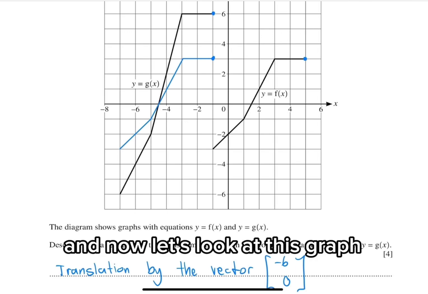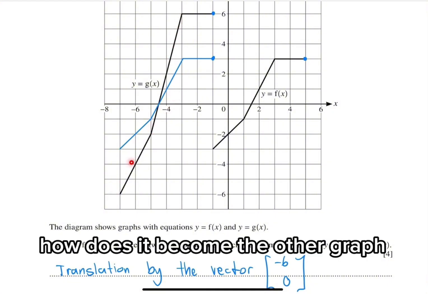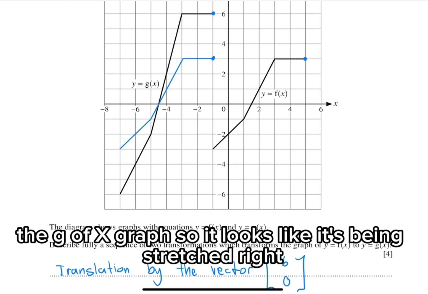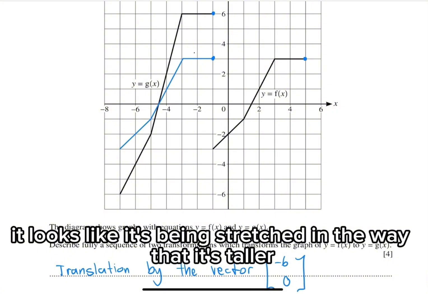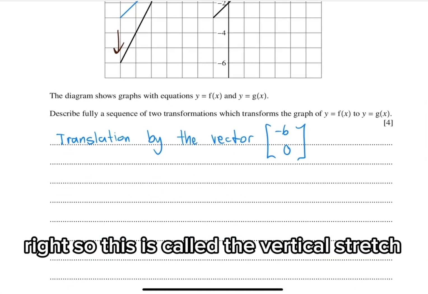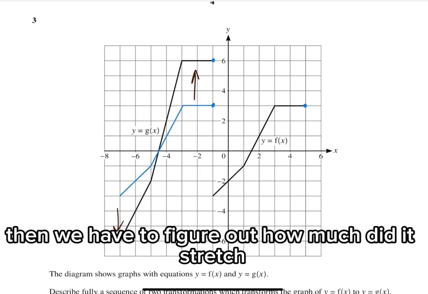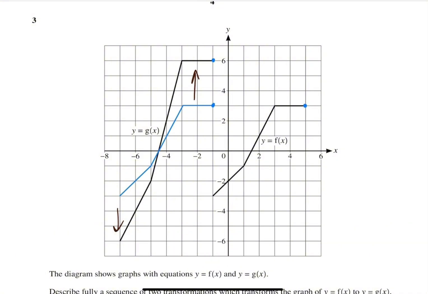And now let's look at this graph. How does it become the other graph, the g of x graph? So it looks like it's being stretched, right? It looks like it's being stretched in the way that it's taller, right? So this is called the vertical stretch. Then we have to figure out how much it stretched. What is the factor, right?